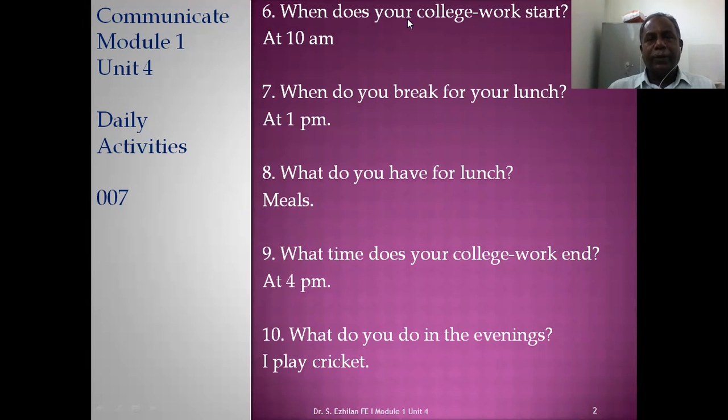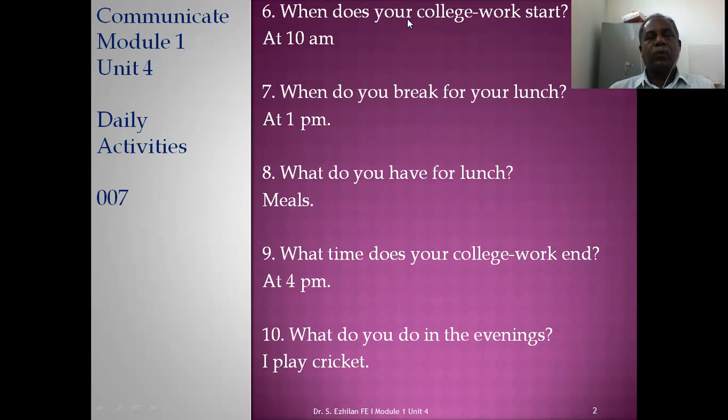Okay. I'll continue. When does your college work start? They're asking, what's your college timing? Otherwise, when does your college work start? Here, present tense, if it is a third person, you'll have to make it like this. When does your college work start? Then your answer must be at 10 a.m. If your college starts at 9:30, then you can say at 9:30 a.m.